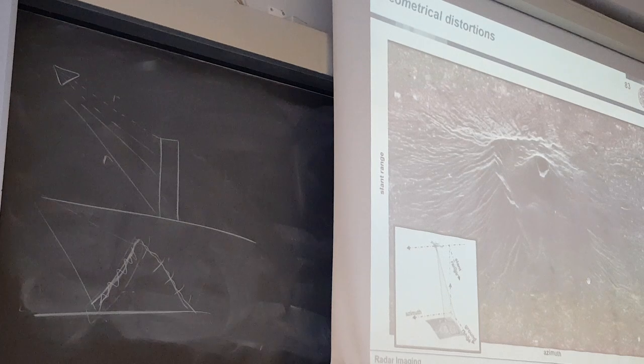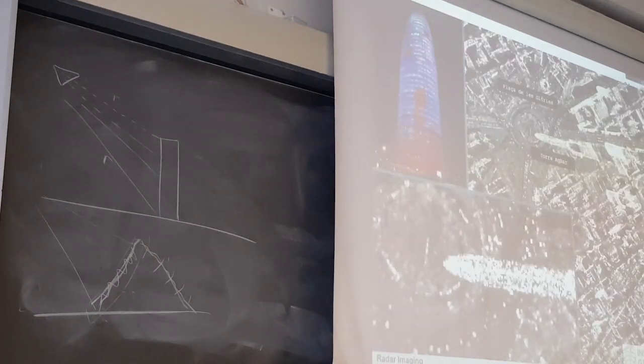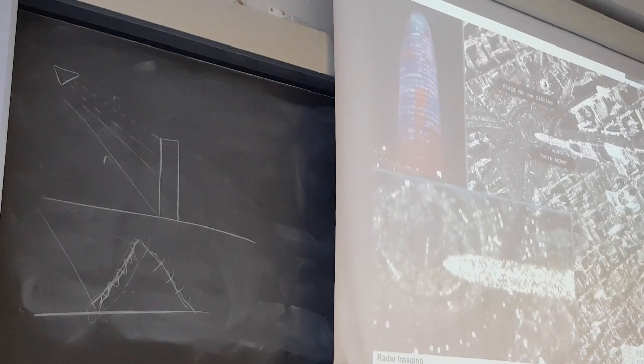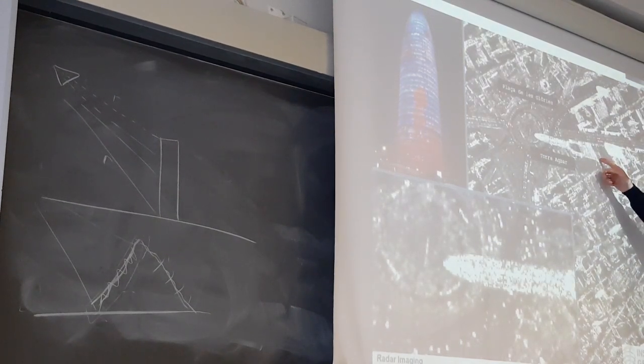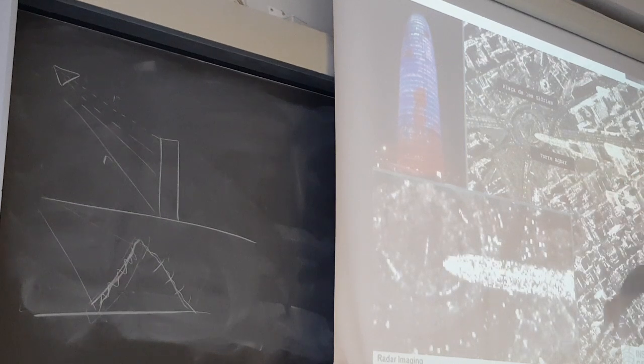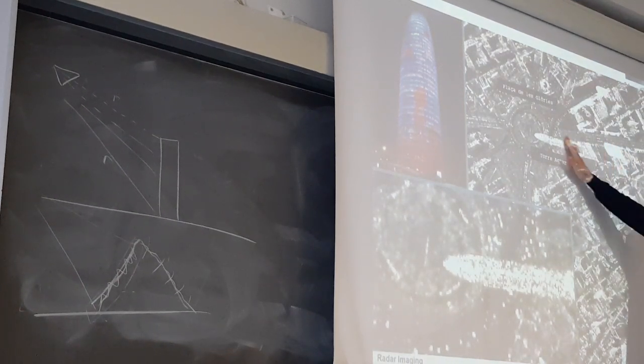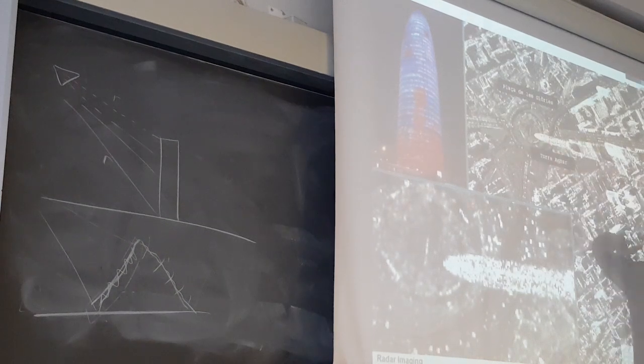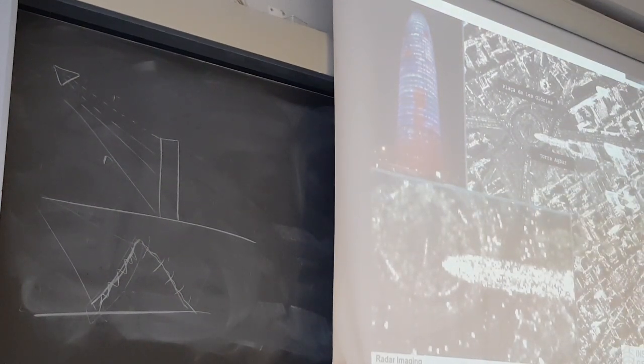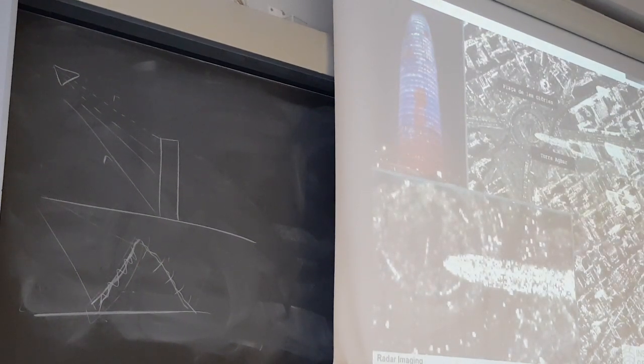It's even more clear if you see these images from Barcelona. This is the Torre Agbar. The base is here, so the tower is physically here, but you see that it appears this way in this image. So a question for you: where is the system flying? Or which is range and which is azimuth?